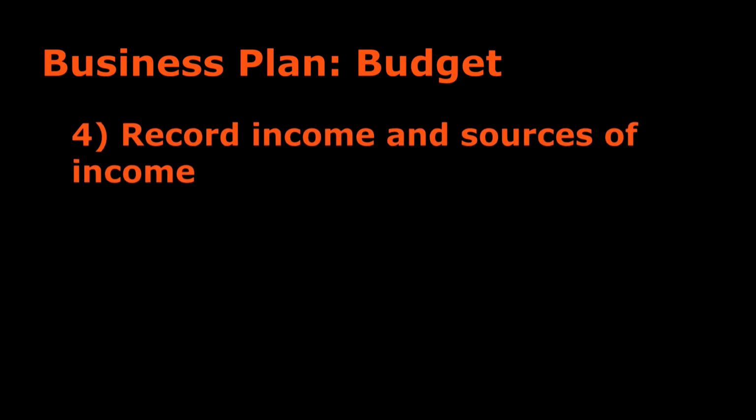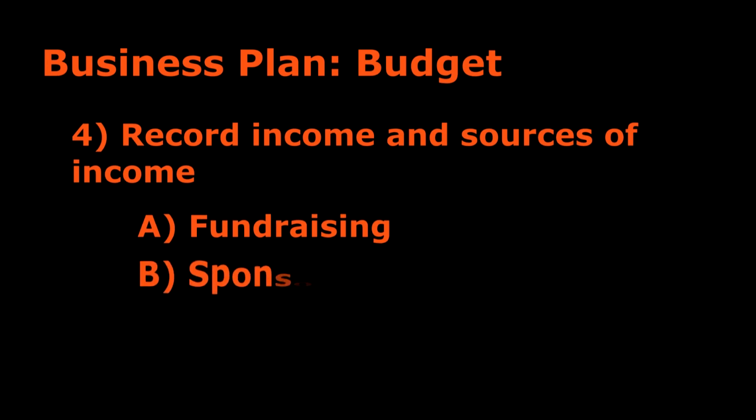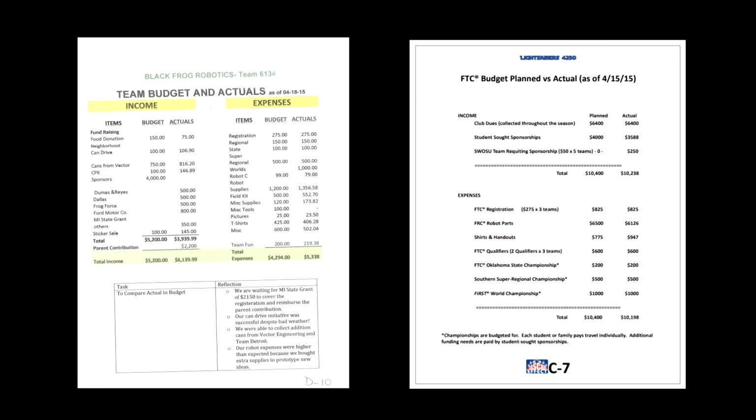Your budget should also include your income and source of income. If you get your money from fundraising, you should record what fundraising events you did and how much money you raised. If you have sponsors, then you should include how much they gave you, their names and logos, and information on how you plan to promote your sponsors. You're supposed to include any sponsor information that you have in your team section, but you should also include it here in the budget.